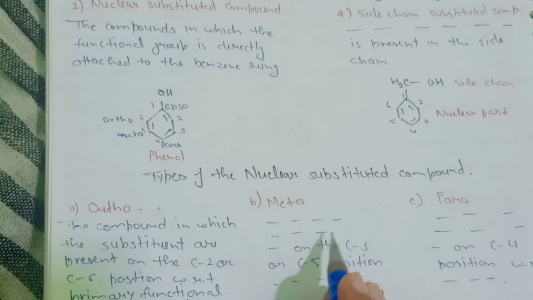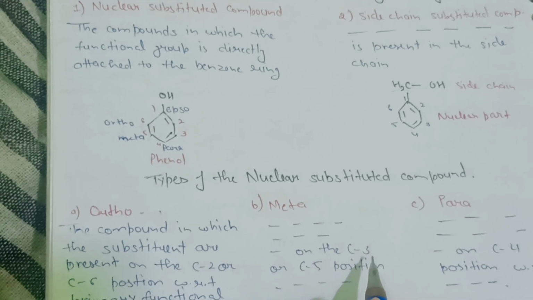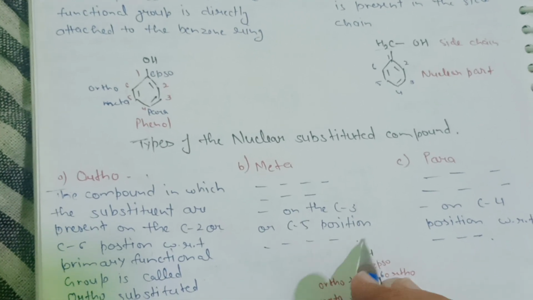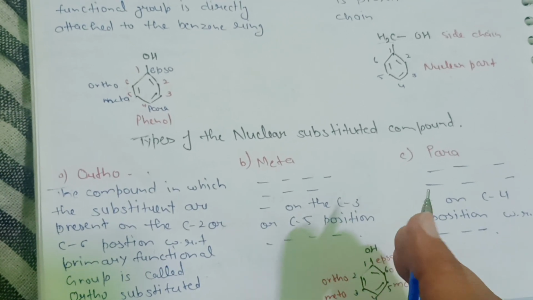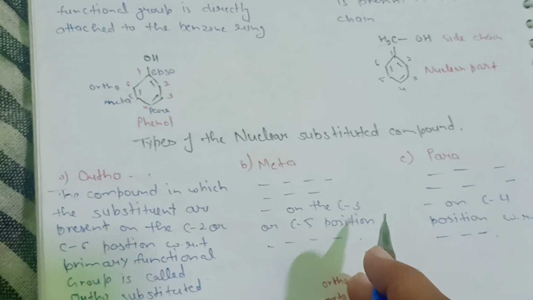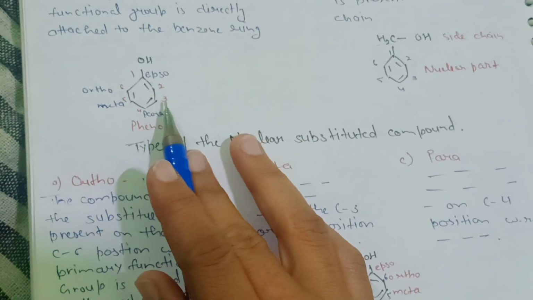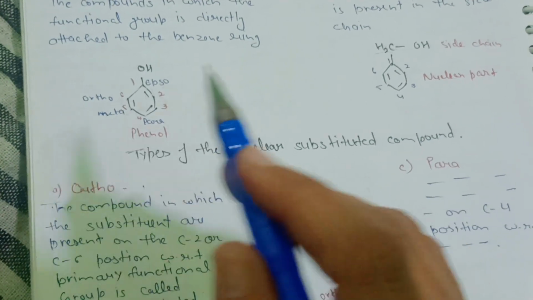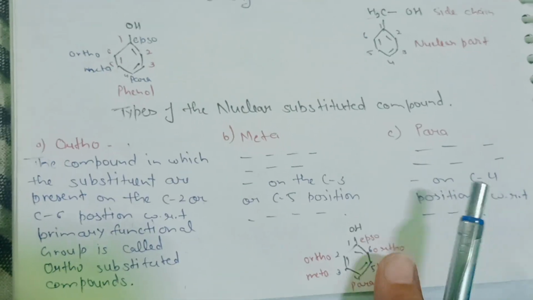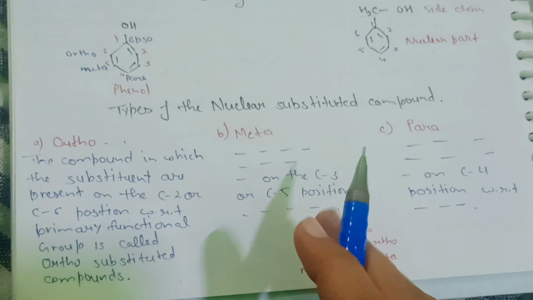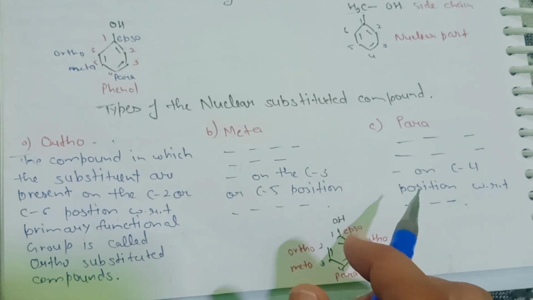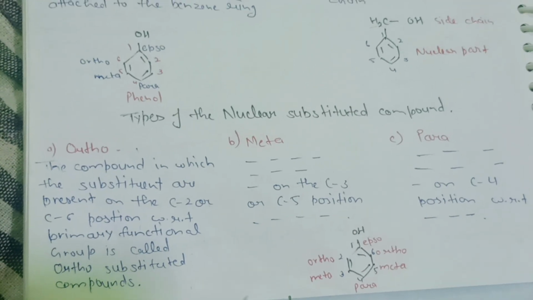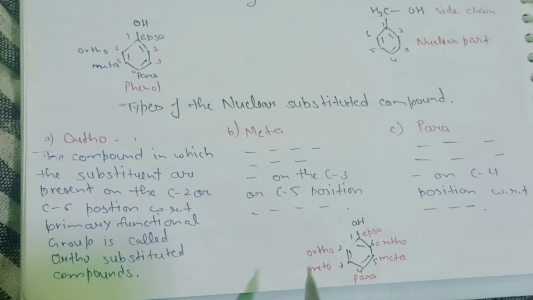Meta: the compound in which the substituents are present at carbon 3 and carbon 5 position with respect to the primary functional group is called a meta substituted compound. Like if we attach any group at position 3 and 5, this is known as a meta substituted compound. Para: the compound in which the substituent is present at the carbon 4 position with respect to the primary functional group is known as a para substituted compound.